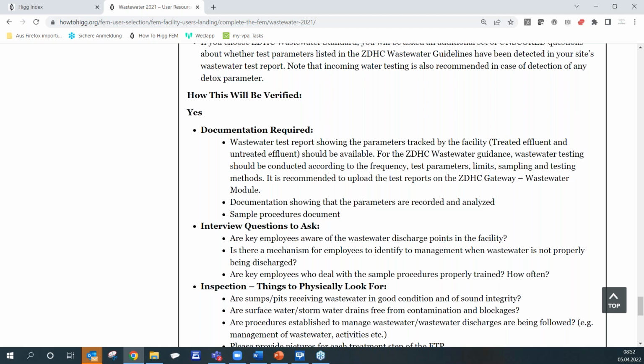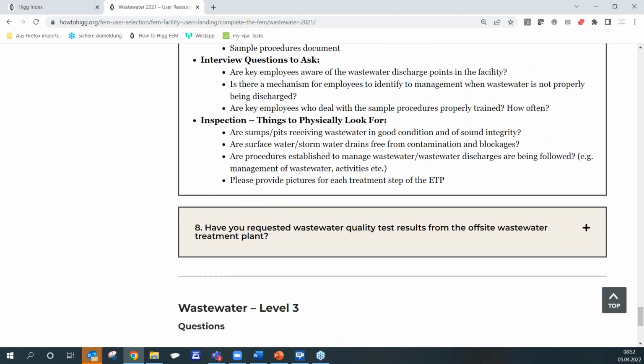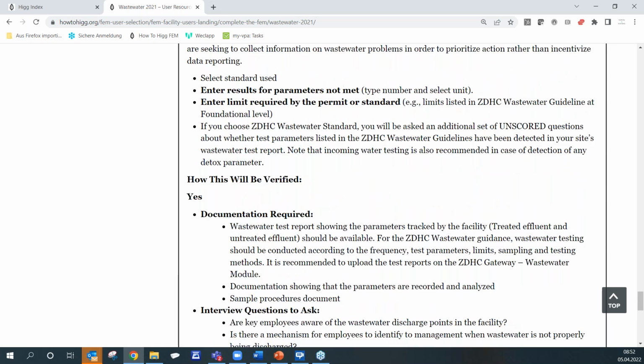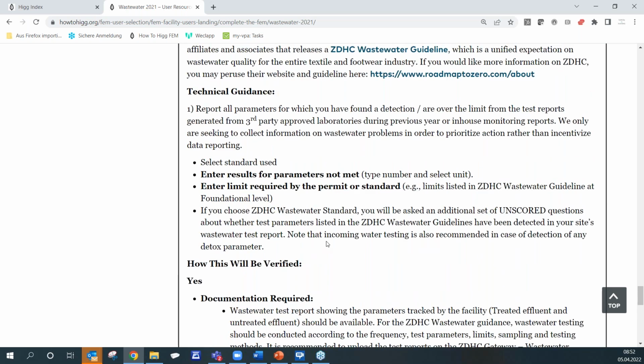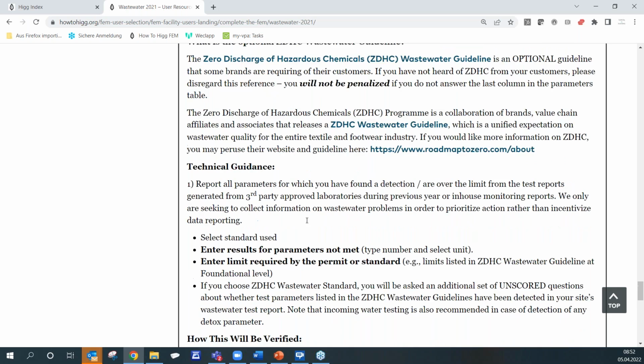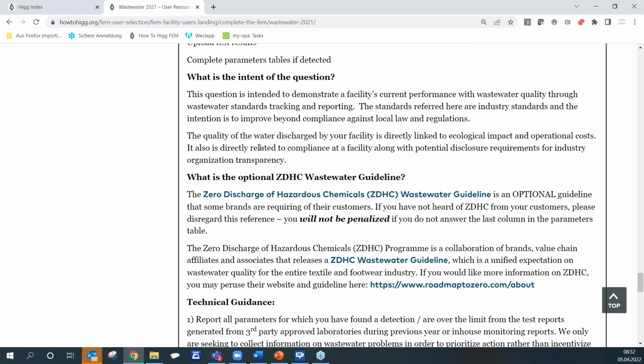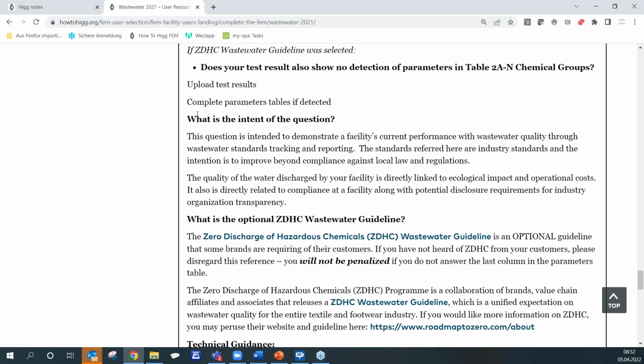Let me see, where is that? Oh, that's strange. There is no specific choose. Yes, here you can see. Here it is written. What is the intent of this question?